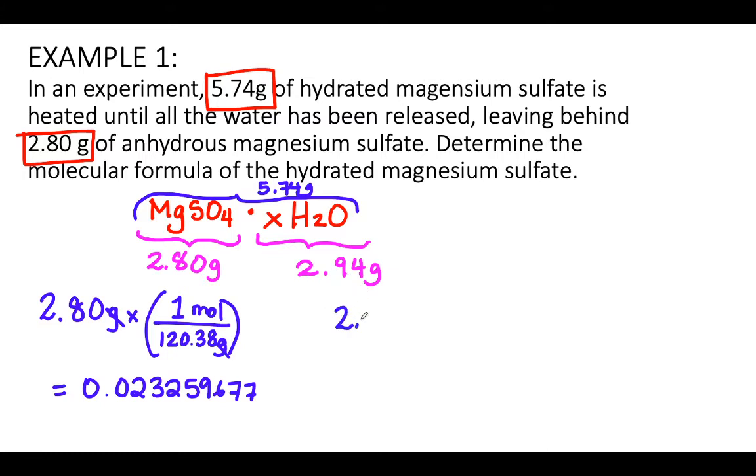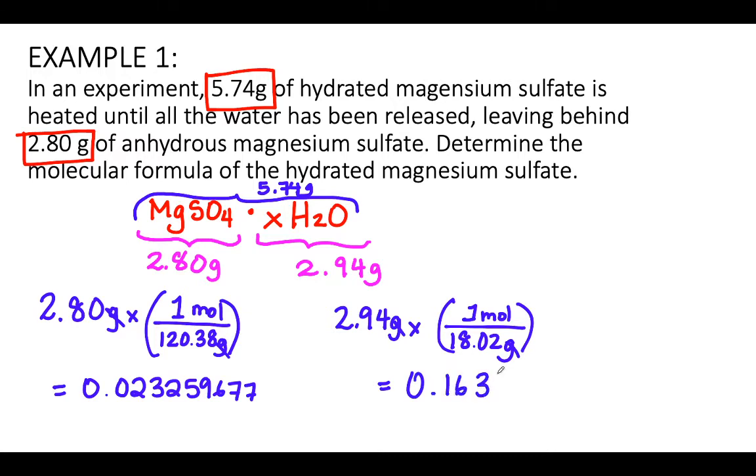Now let's do the exact same thing for water. So I know the mass of the water, 2.94 grams, and I have to find the moles of it. So for every 1 mole of water, there are 18.02 grams. So my value of moles of water is 0.163152053.